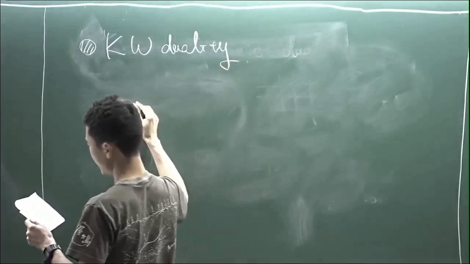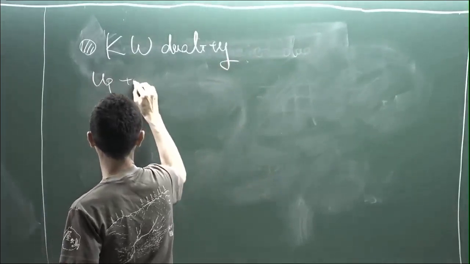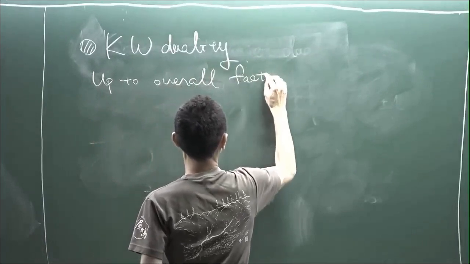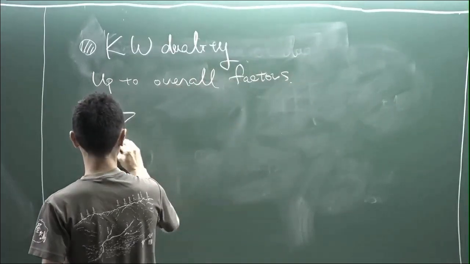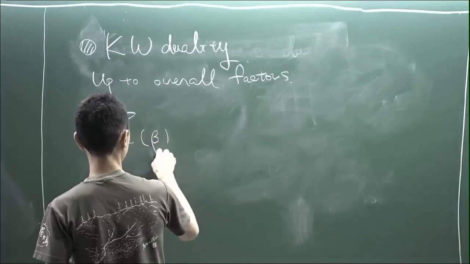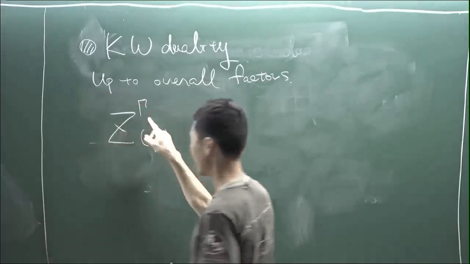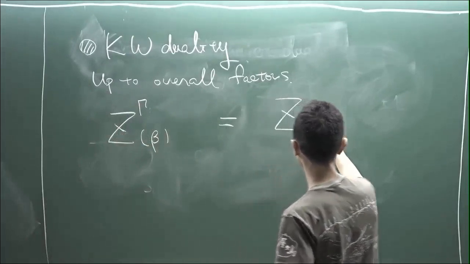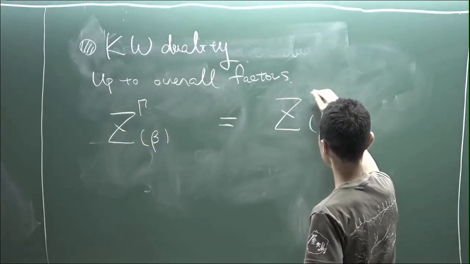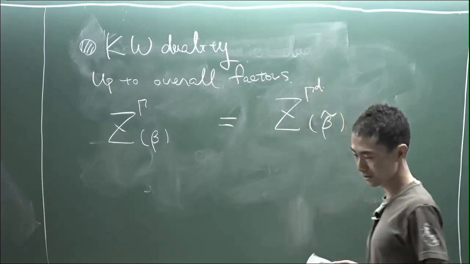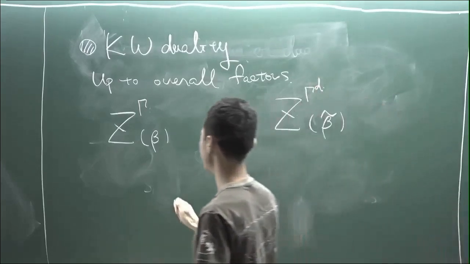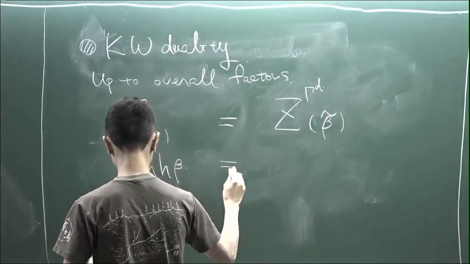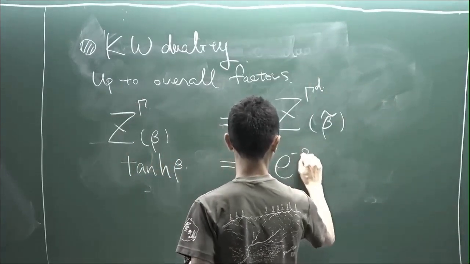which basically states that, up to overall factors, the Ising model at inverse temperature beta defined on the original lattice is equal to the Ising model defined at a different temperature and defined on the dual lattice, where the relation between these two temperatures is given by tanh beta equals e to the minus 2 beta tilde.